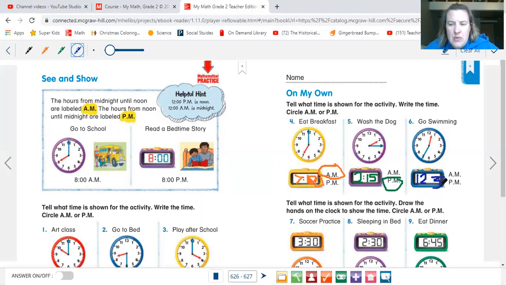Now, this is where it gets a little tricky. Are we going swimming at 12:35 in the morning or 12:35 in the afternoon? Well, we would go in the afternoon. Remember, that's around lunchtime, maybe even a little bit after. Okay.